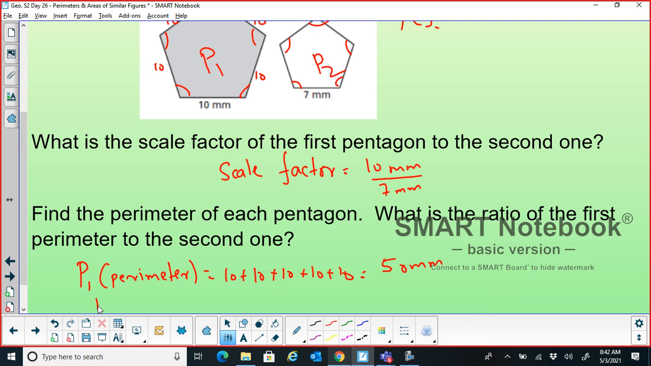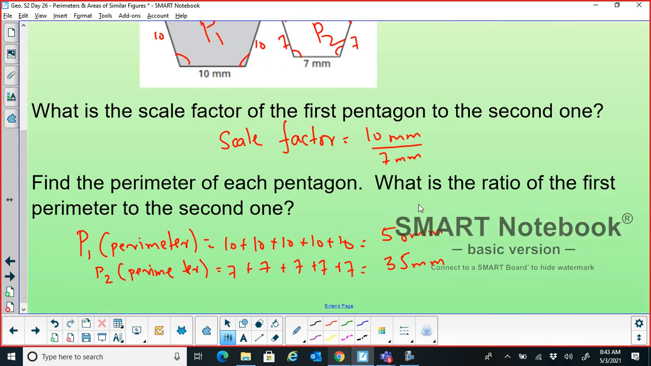Same way, the perimeter of the second pentagon. The length of each side in this particular pentagon is 7 millimeters. So I'm adding 7 five times, and I'll get 35 mm.